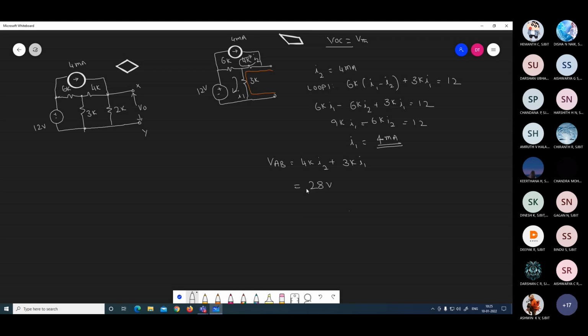Right? So VAB is equal to 28 volt. That is your Thevenin voltage. That is your open circuit voltage.